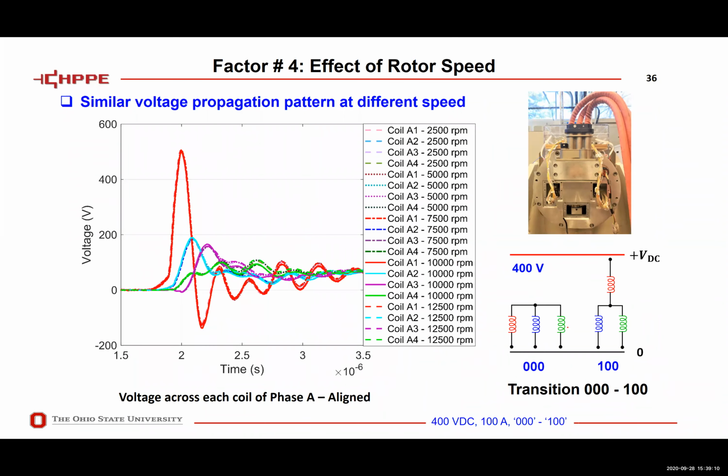Okay, the last one is the effect of the rotor speed on the voltage propagation. The rotor speed doesn't have any effect on the voltage propagation. Later we also did math derivation to look at the transfer function of the voltage across each coil. The effect from the rotor speed will basically be back EMF, and our math derivation also shows that back EMF has nothing to do with the transfer function of the voltage across each coil.